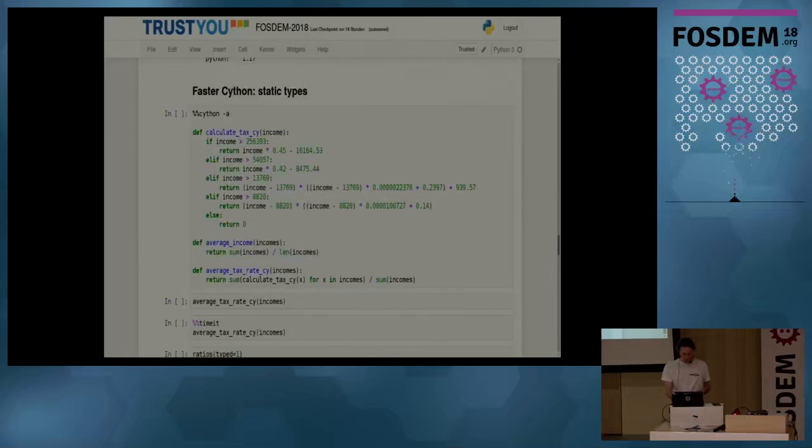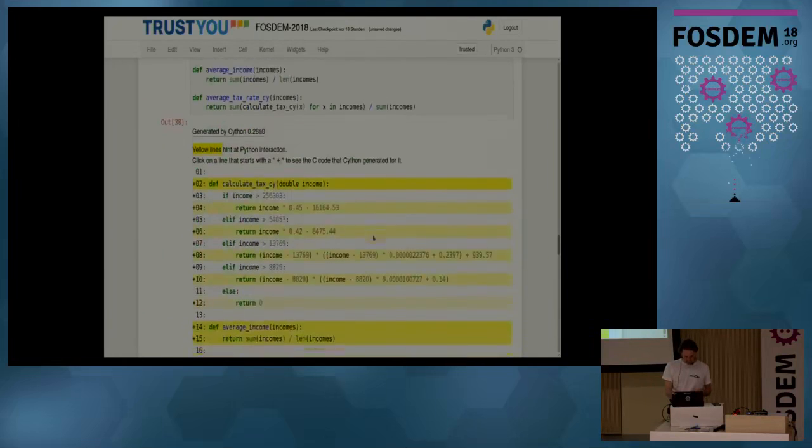So the first thing we can do is take this function up here, the tax calculation function, and say, okay, whatever comes in is certainly representable by a C double, so that's a safe bet. So the income variable here will be a C double. The whole calculation can actually be done in C. And let's leave it at that for now, and I'll ask Cython to tell me what it thinks about it.